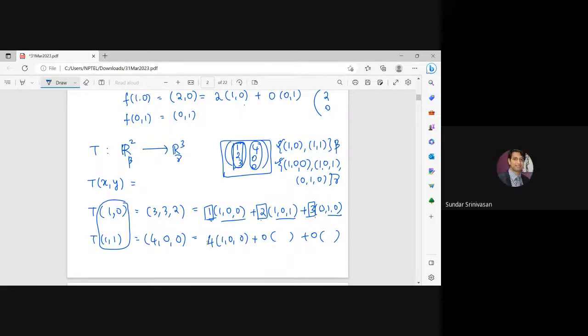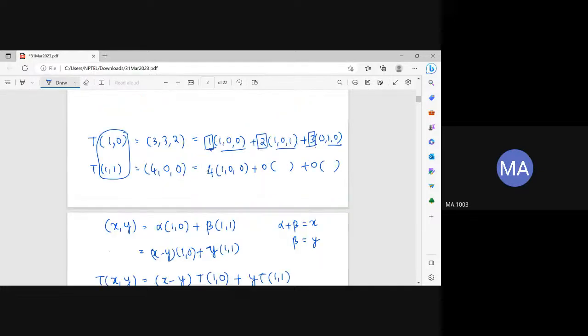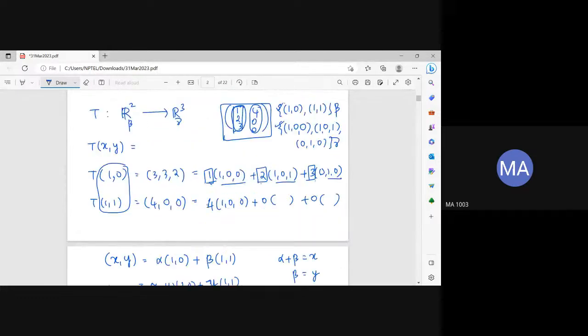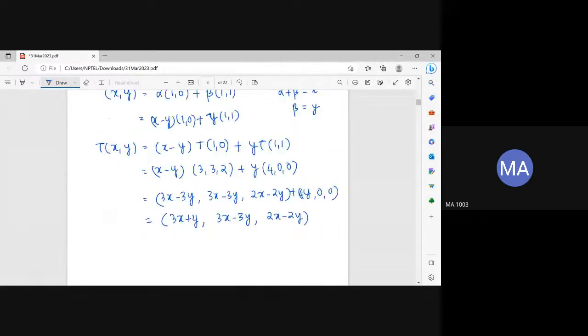Ma'am, would we get questions like this in the exam? Because it's quite time consuming to a certain extent if you have to cross verify it as well. Cross verification is just for confirmation. Otherwise, see, cross verification is also not that difficult. You have to find out T of (1, 0). What is T of (1, 0)? (3, 3, 2). That's what we already got, right? Yeah. And T of (1, 1) is going to be (4, 0, 0).